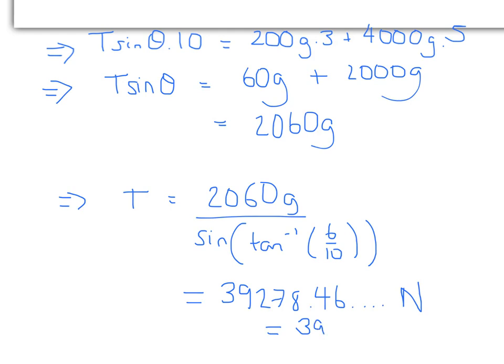39 kilonewtons there. It would also be absolutely correct to give the same number of significant figures as the smallest, so 40 kilonewtons. So either of those two answers would be absolutely fine for this question, and you calculated the tension in the rope.